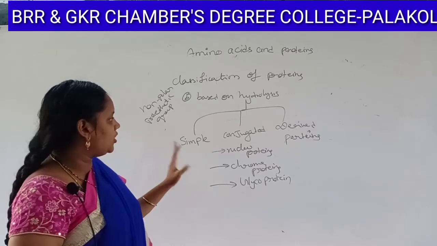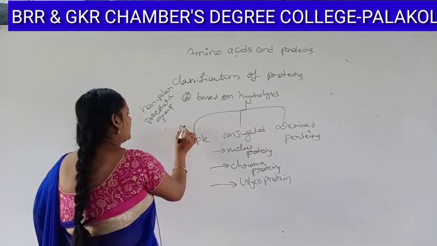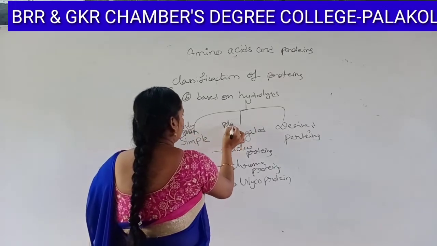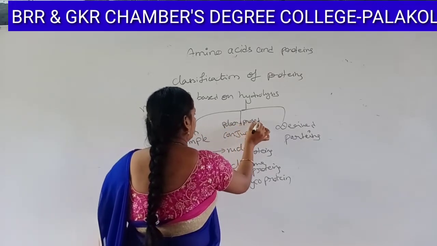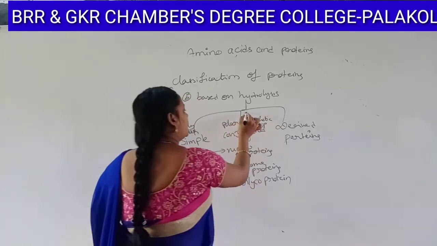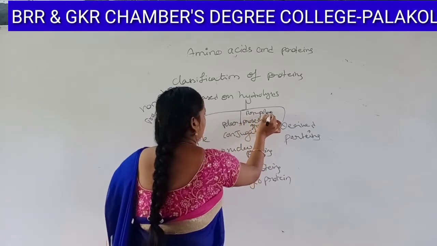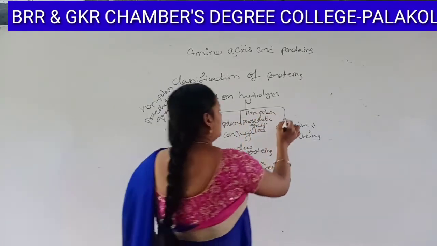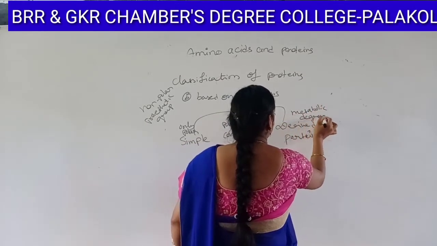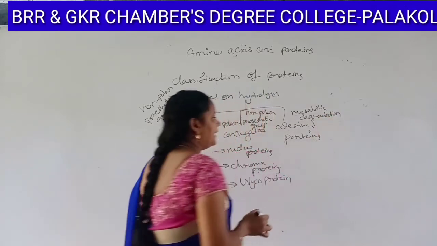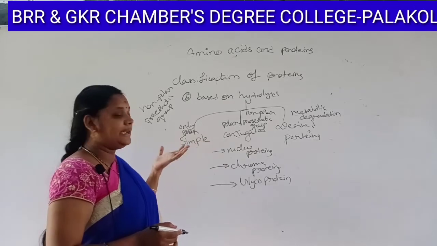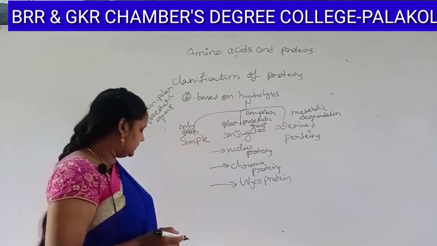Please remember: simple, conjugated, derived. Simple means only polar compounds are given. Conjugated means polar plus prosthetic groups. What is the meaning of prosthetic group, students? What I said, non-polar group also. And derived proteins means those which are obtained by metabolic degradation of proteins. These are about the classification of proteins.